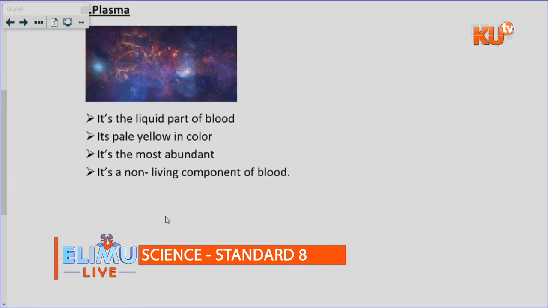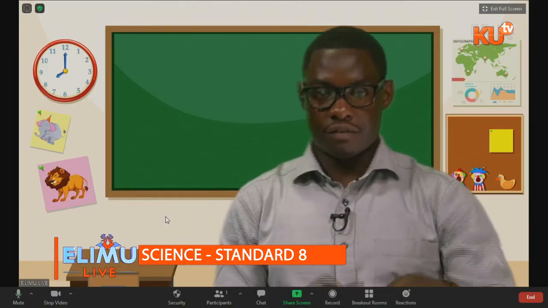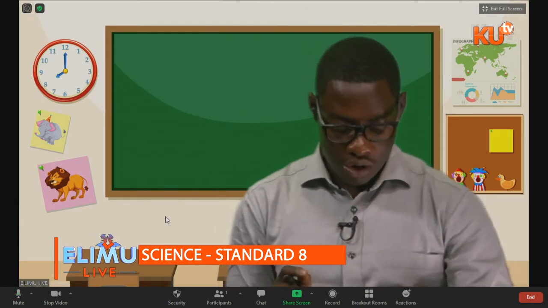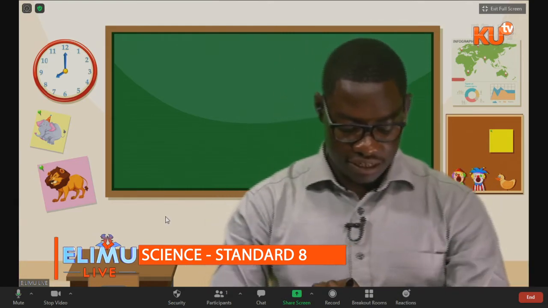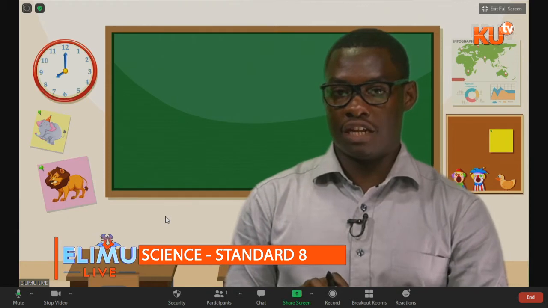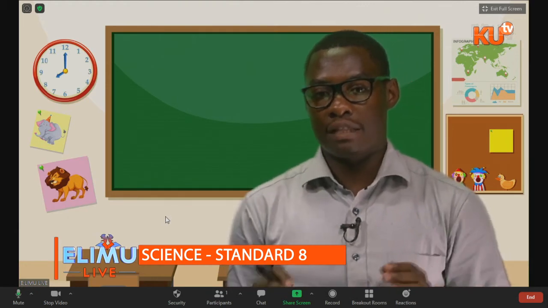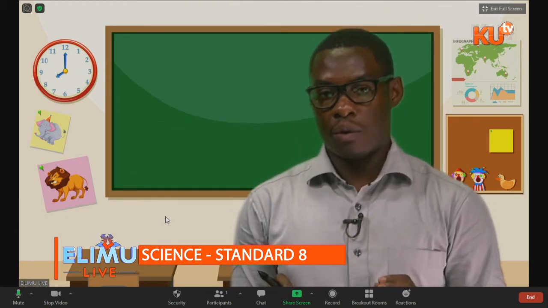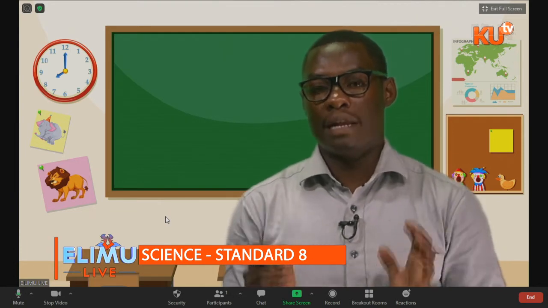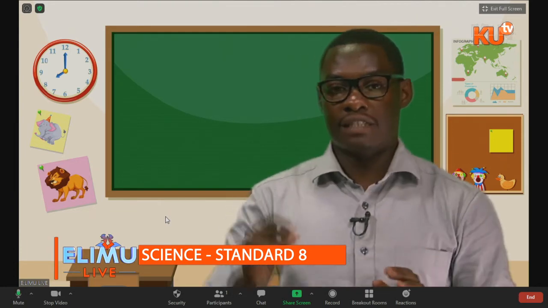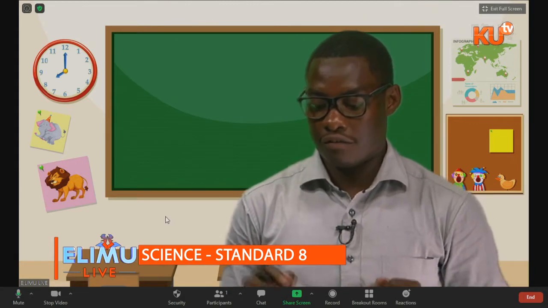Let me answer a question I've just received. I said I'll be answering as I move. It is Linda from Kakamega. What is the difference between cervix and vagina? The vagina is where the sperms are deposited, whereas the cervix is an opening to the uterus. The cervix is found above the vagina.